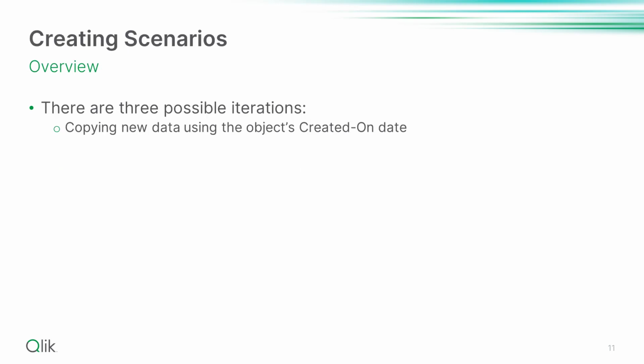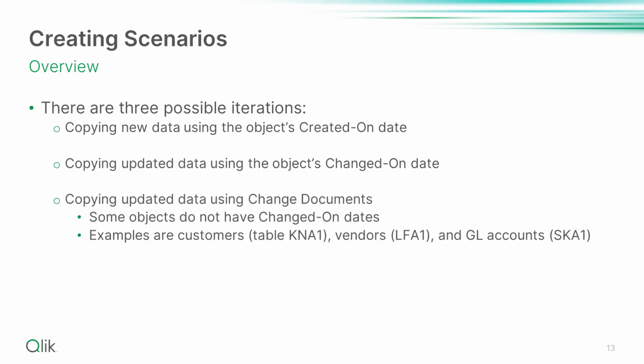There are 3 different iterations when it comes to creating scenarios. The first one is for copying new data, which means using the data object's created on date. The second one is for copying updated data, which means using the data object's changed on date. And the third one is also for copying updated data, but having to use change documents instead. The reason for this is because some data objects simply do not contain a changed on date. A few examples are customers, vendors, and GL accounts. For holistic reasons, this video covers all 3 iterations described here.